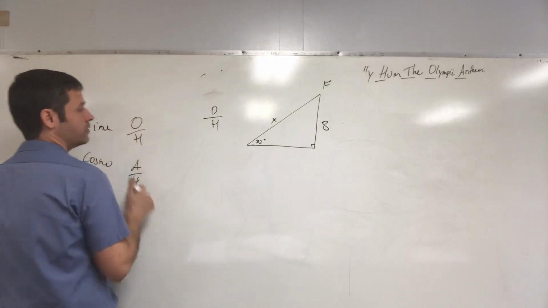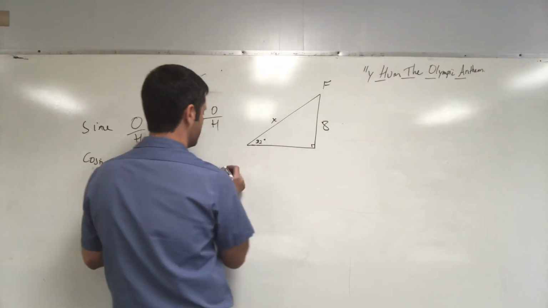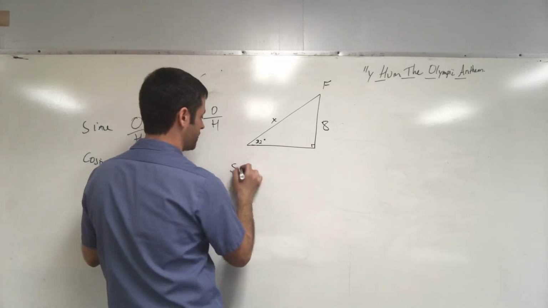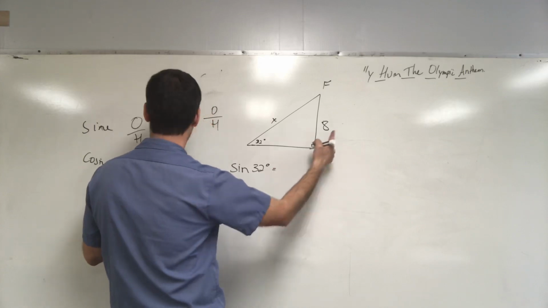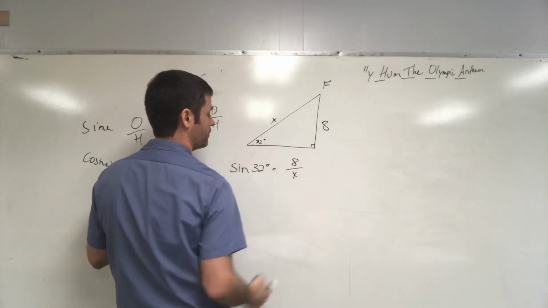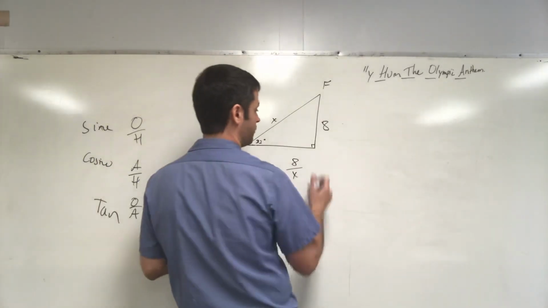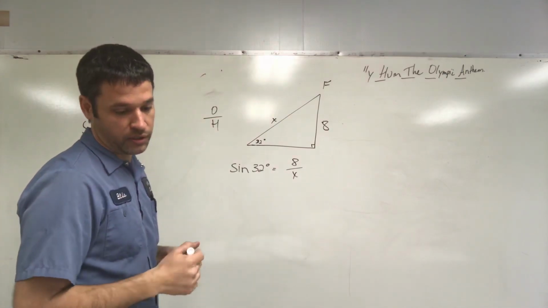The sine of this angle is opposite over hypotenuse. So you just write that formula out. The sine of 32 degrees equals opposite over hypotenuse, 8 over x. Now in this case, in the earlier one, the unknown was above. The variable was on top. This time the variable is on the bottom. You still do the same thing.